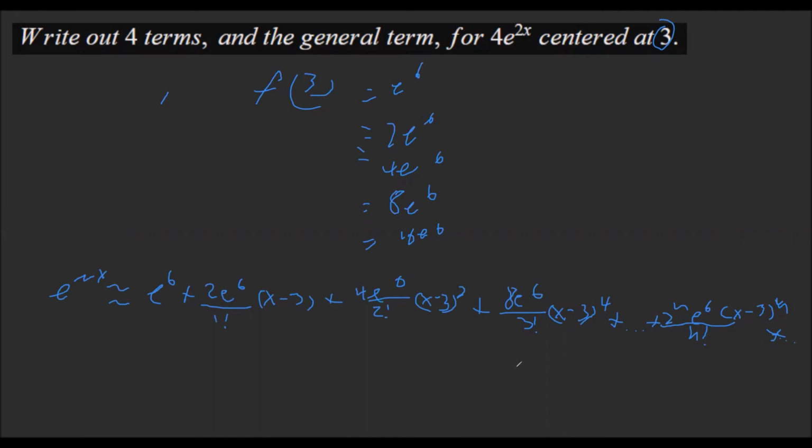But this is the general term, or sorry, this is a general Taylor polynomial for e to the power of 2x. Now, if we want 4e to the power of 2x, then of course we can just multiply this entire series over here, infinite series, by 4. And that is our value. Sorry, that is our Taylor polynomial for 4 times e to the power of 2x.